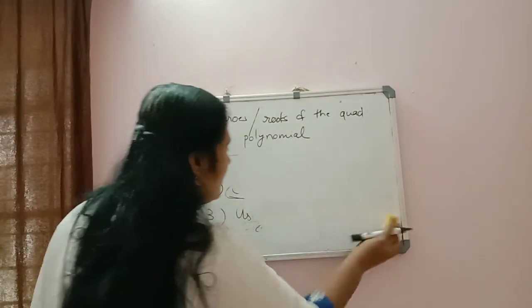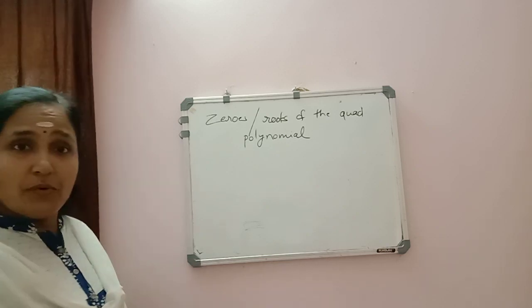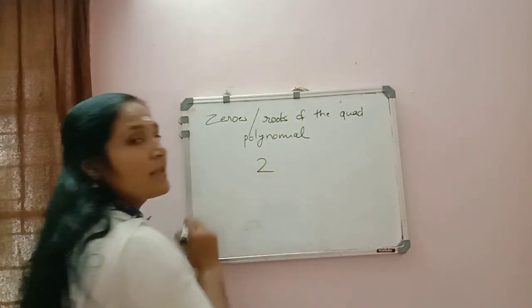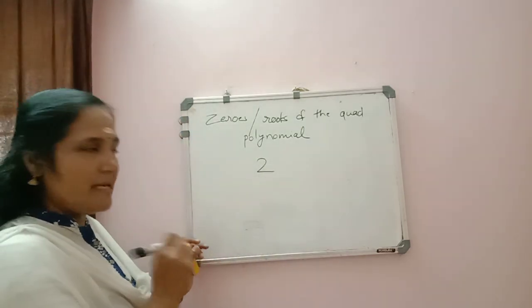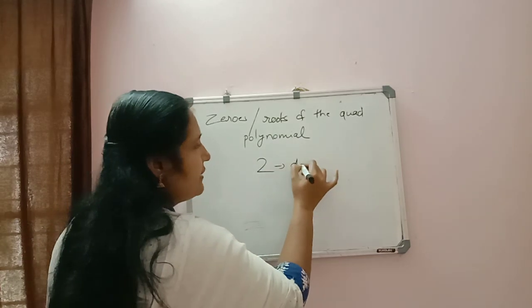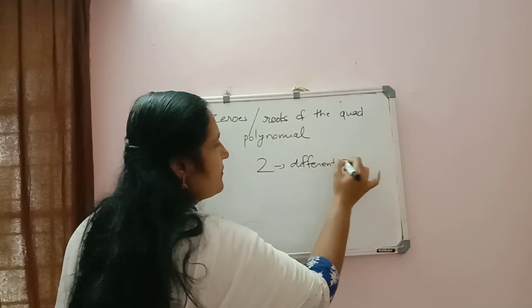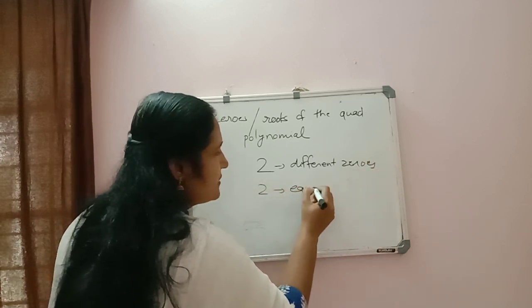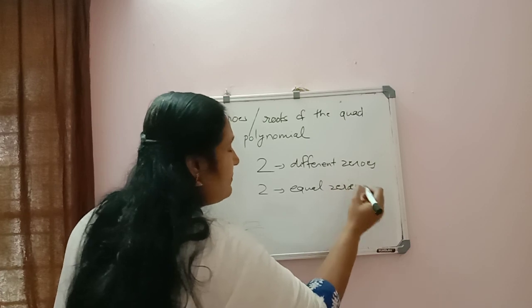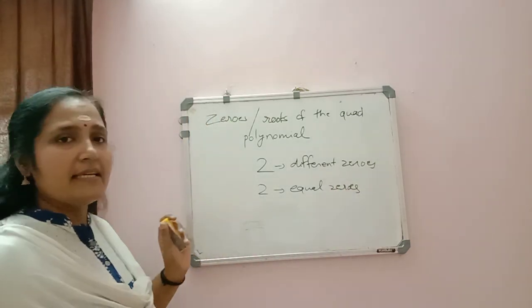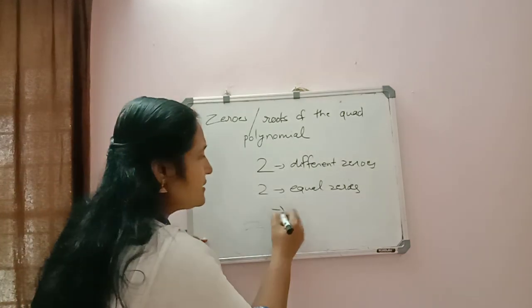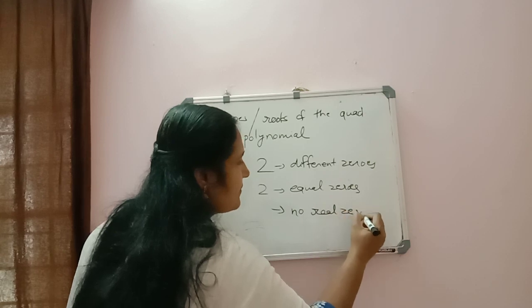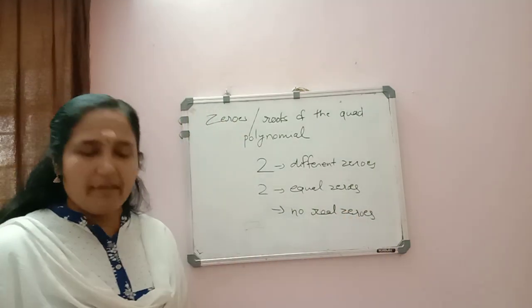Since it is a quadratic polynomial, the maximum power of x is 2. The degree of the quadratic polynomial is 2. Therefore, it will have a maximum of 2 zeros. Maximum 2 zeros means either it will have 2 different zeros, or 2 equal zeros, or sometimes there will be cases where factorization is not possible. So in that case, we will not get any real zeros. All these conditions we will discuss later.